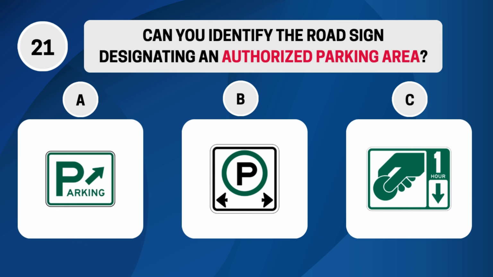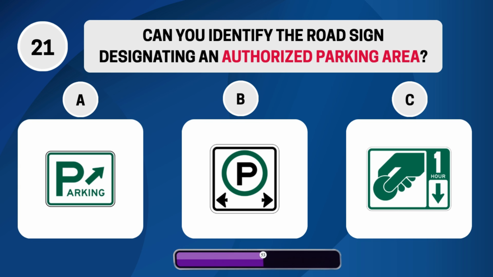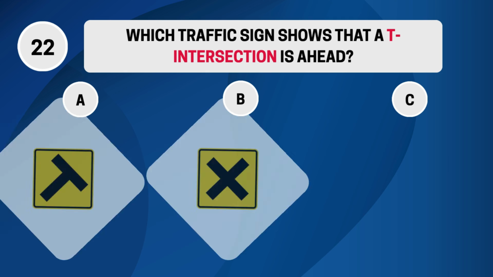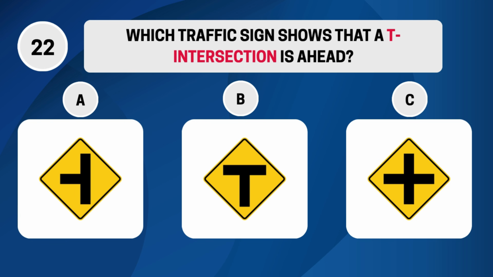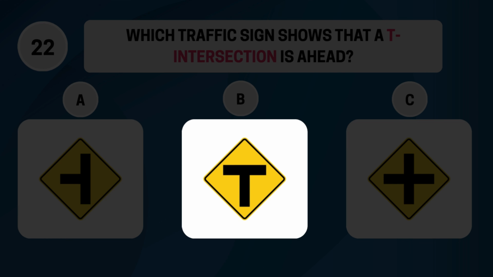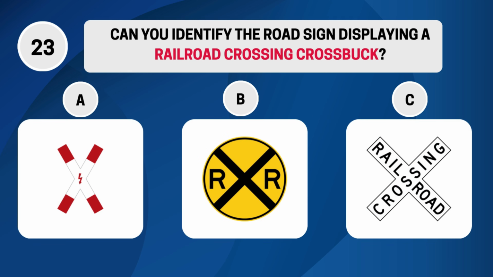Can you identify the road sign designating an authorized parking area? Which traffic sign shows that a T intersection is ahead? Can you identify the road sign displaying a railroad crossing crossbuck?